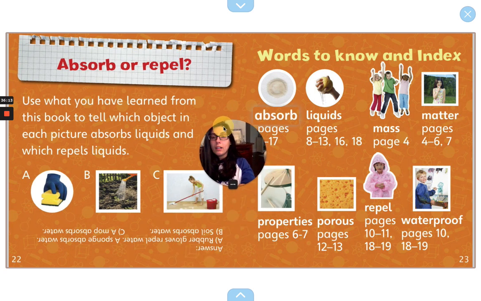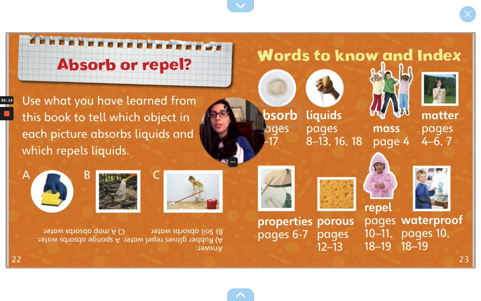Absorb or repel. What have you learned from this book to tell you which objects in each picture absorbs liquid and which repels? Let's look at these different objects here. So here we have a sponge and we have a rubber glove. What do you think? What does the sponge do? Yeah, the sponge absorbs water. What about the rubber glove? What do you think that does? That's right, it repels water. That helps to keep our hands dry, right?